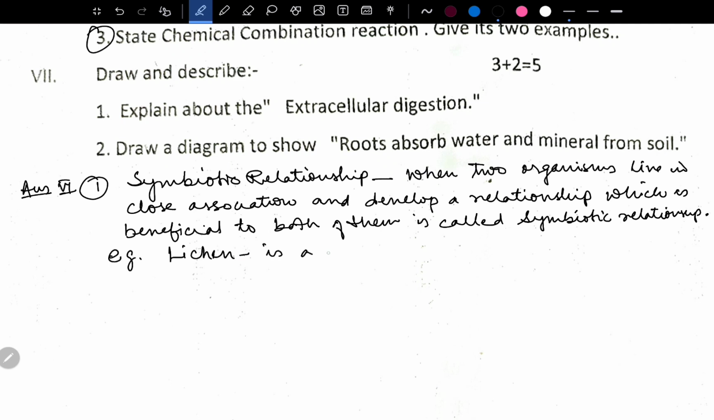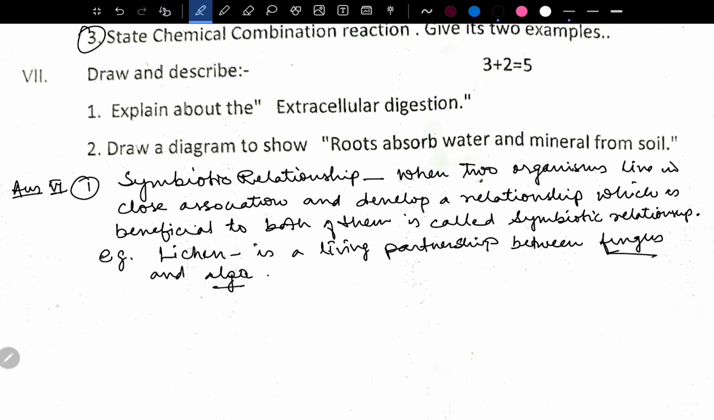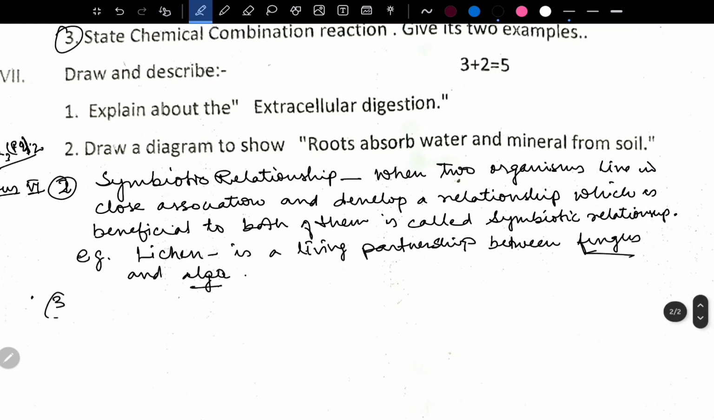And this one example is lichen, a living partnership between fungus and alga. Alga is green and fungus gives shelter. Alga does photosynthesis, right? Now second is, what was the first one? Okay, this is second one. The first one was calcium phosphate, Ca3 PO4 whole 2. This was calcium phosphate, this was second, and now this is third.